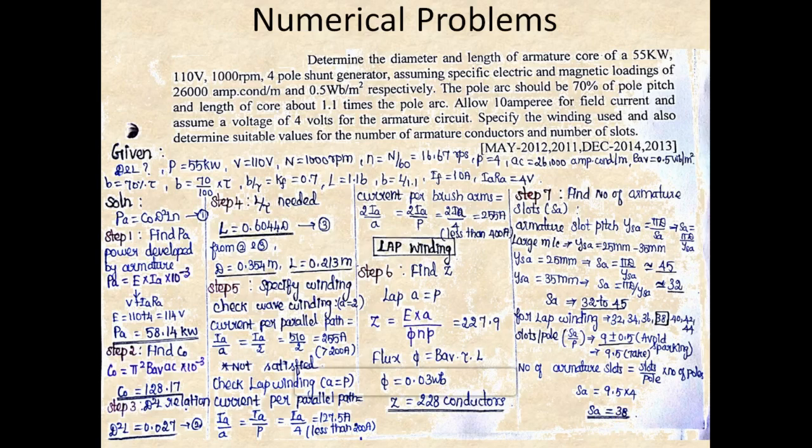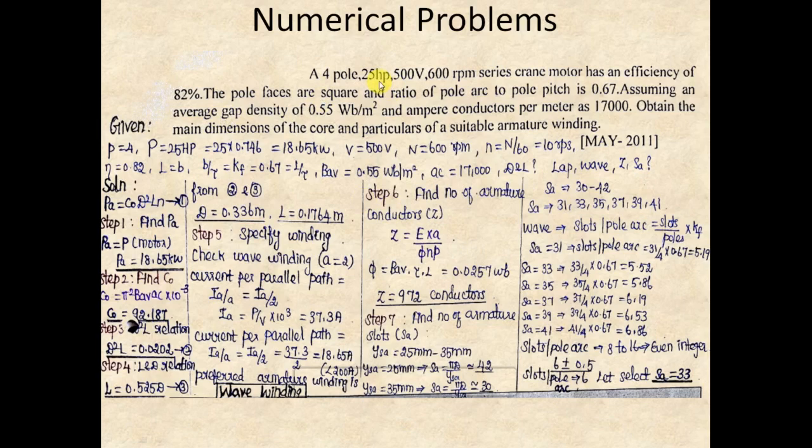This is a very important problem. We will see one more similar problem. A 4-pole 25 HP 500 volt 600 rpm series crane motor. It's actually a motor; in the previous case we have seen a generator. Its efficiency value is given. Pole faces are square and the ratio of pole arc to pole pitch is given as 0.67. Assuming an average gap density of 0.55 Weber per meter square and ampere conductors per meter as 17,000, obtain the main dimensions of the core and particulars of a suitable armature winding.